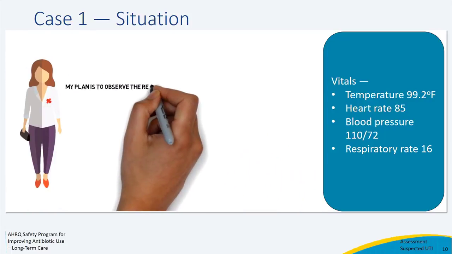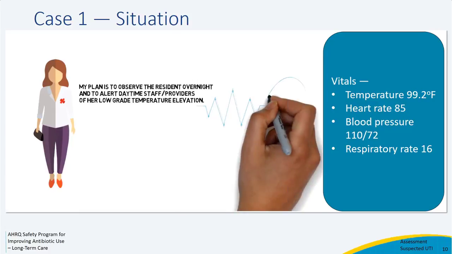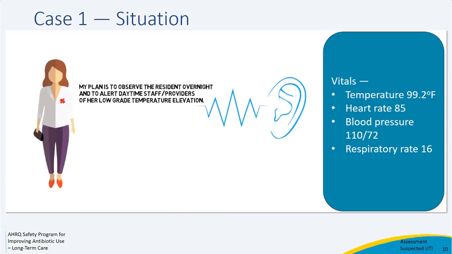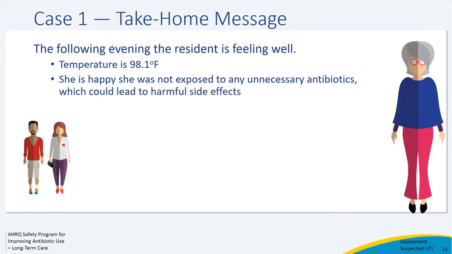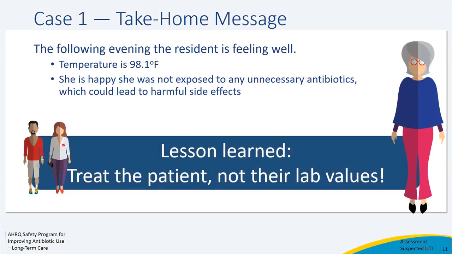You communicate these findings to the medical provider and develop a plan to observe the resident overnight and alert the daytime staff and providers of her low-grade temperature elevation. When you see the patient the following evening, she is feeling well. Her temperature is 98.1 degrees Fahrenheit, and she is happy that she was not exposed to any unnecessary antibiotics. The lesson learned here is to treat the patient, not their lab values.